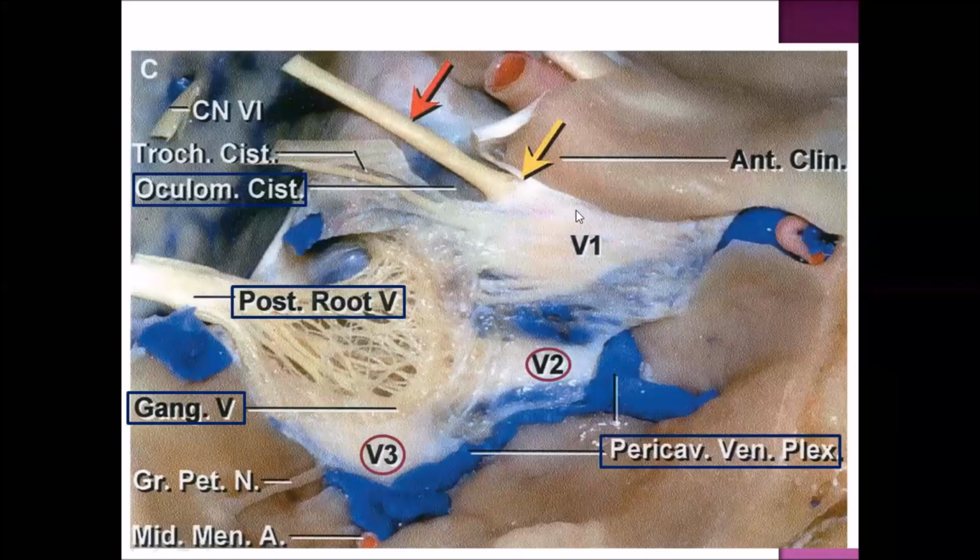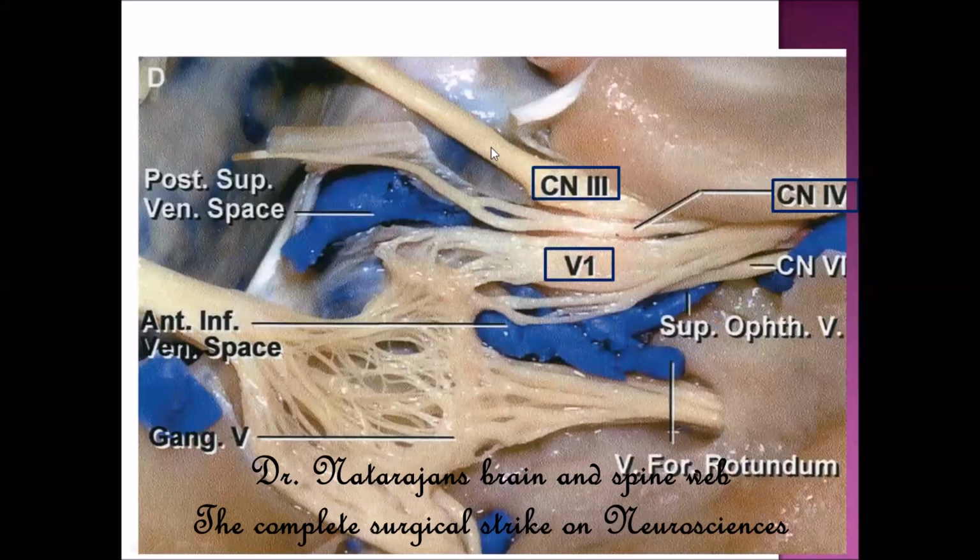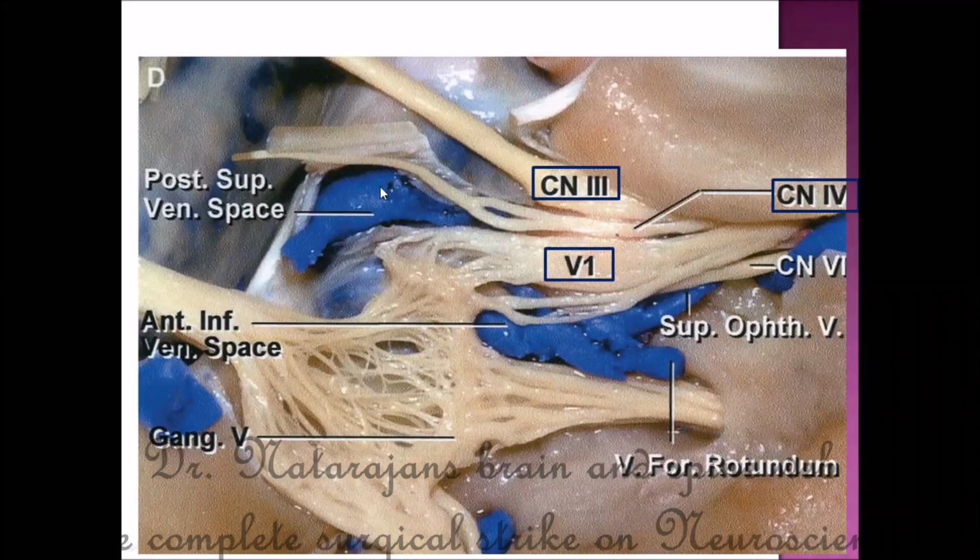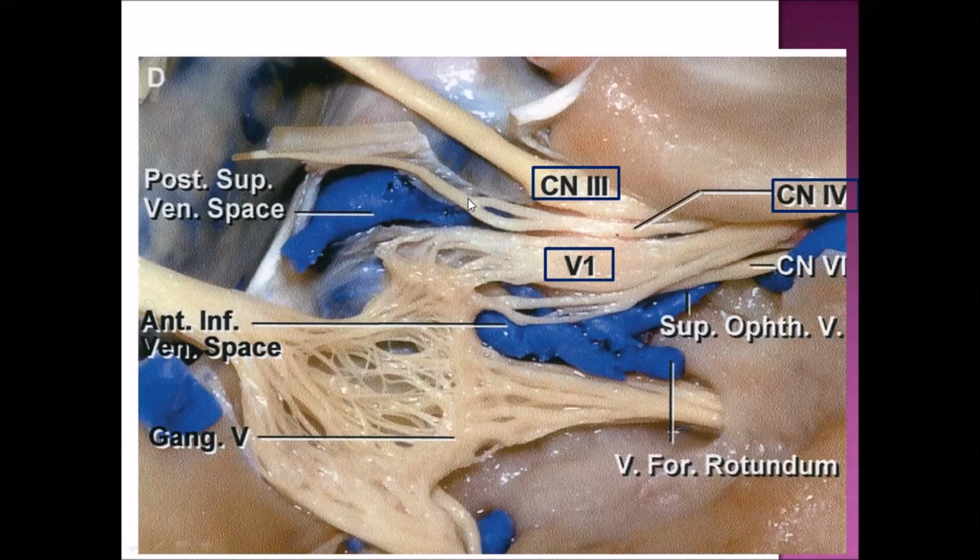Cavernous sinus, the lateral wall of the cavernous sinus is now removed. Okay. So this is how it appears. So this is the third nerve entering the roof of the cavernous sinus. This is the fourth nerve which is entering the roof of the cavernous sinus. So this is the V1, the ophthalmic division of the trigeminal nerve. And here you have the trochlear nerve.